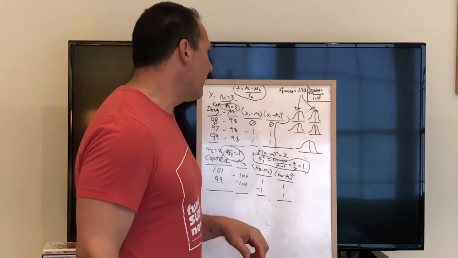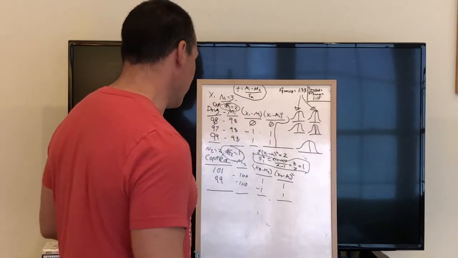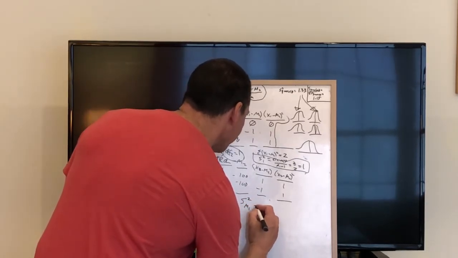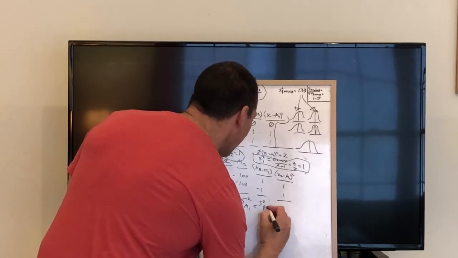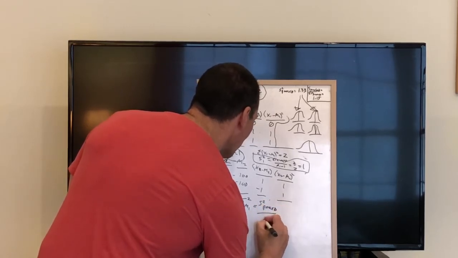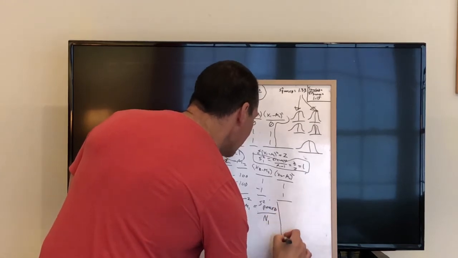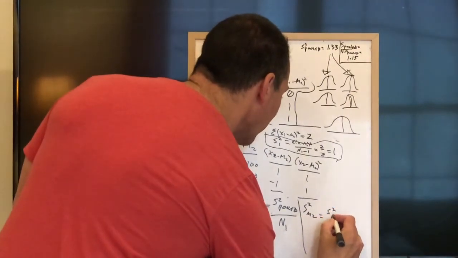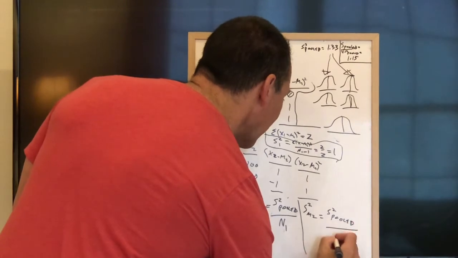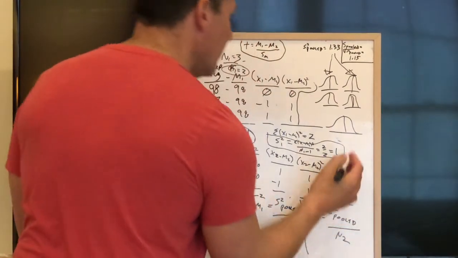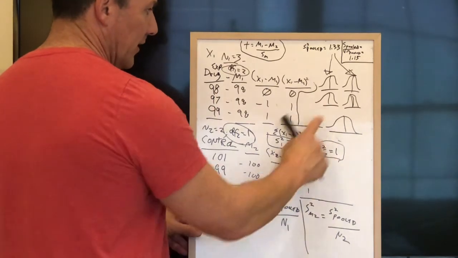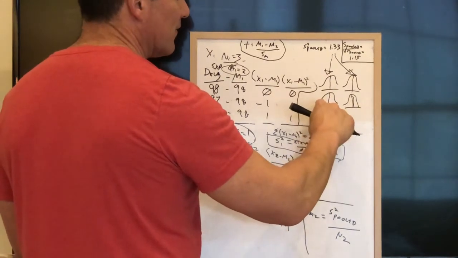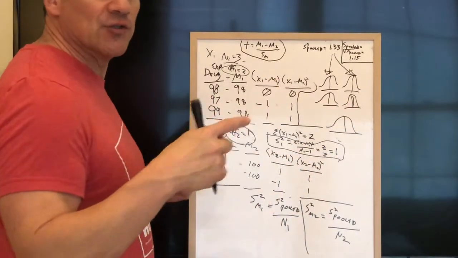How do we compute the variances for the distributions of means? First we're going to get S square m sub 1, which equals S square pooled over n sub 1. And similarly, we're going to get S square m sub 2, which equals S square pooled divided by n sub 2. S square m sub 1 and S square m sub 2 correspond to the distribution of means variances for each of the relevant distributions of means.